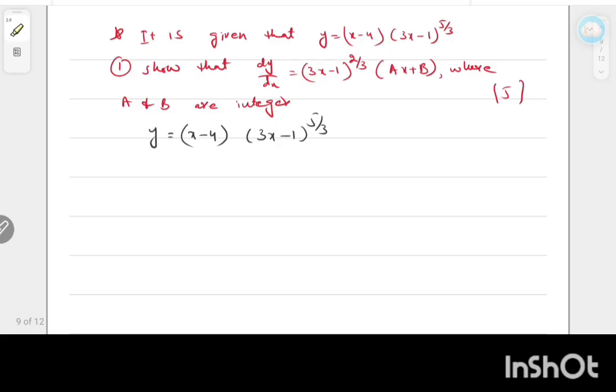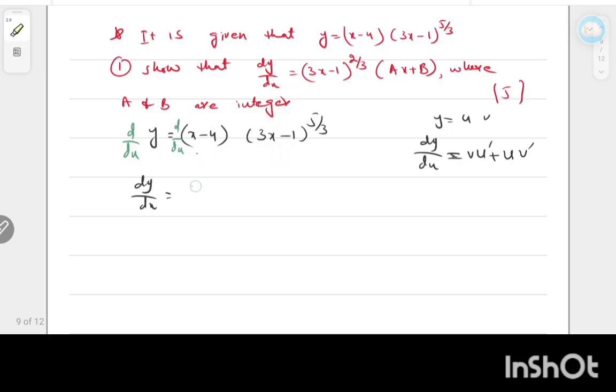We have to take the derivative on both sides, d over dx and also d over dx. So this will be dy by dx, and this one is u, and this will be v. So what is the formula for the derivative dy by dx if y equals u times v? We know that it is v times the derivative of u plus u times the derivative of v, very simple. Okay, first we write the v part.